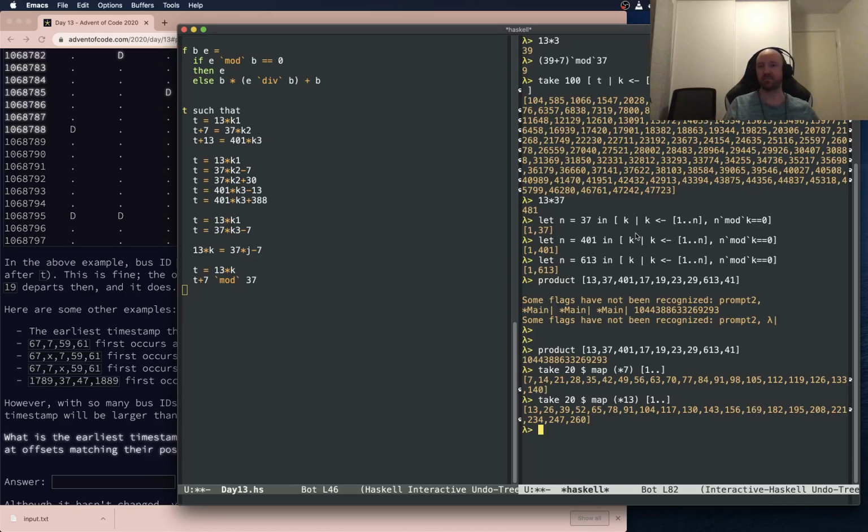Okay, hang on. I haven't calculated this. These are the only possible candidates. So this should be the intercept, the intersection of bus 13 and bus 37. This is the times at which they coincide, because this is a multiple of 13 and this plus 7 is a multiple of 37. So we've already narrowed it down. We only have to check every 500th one.